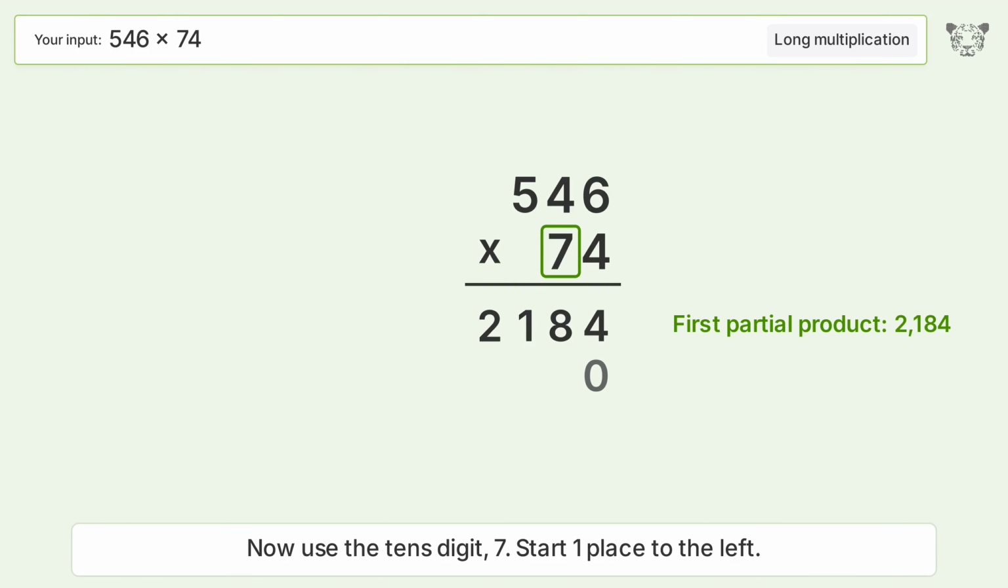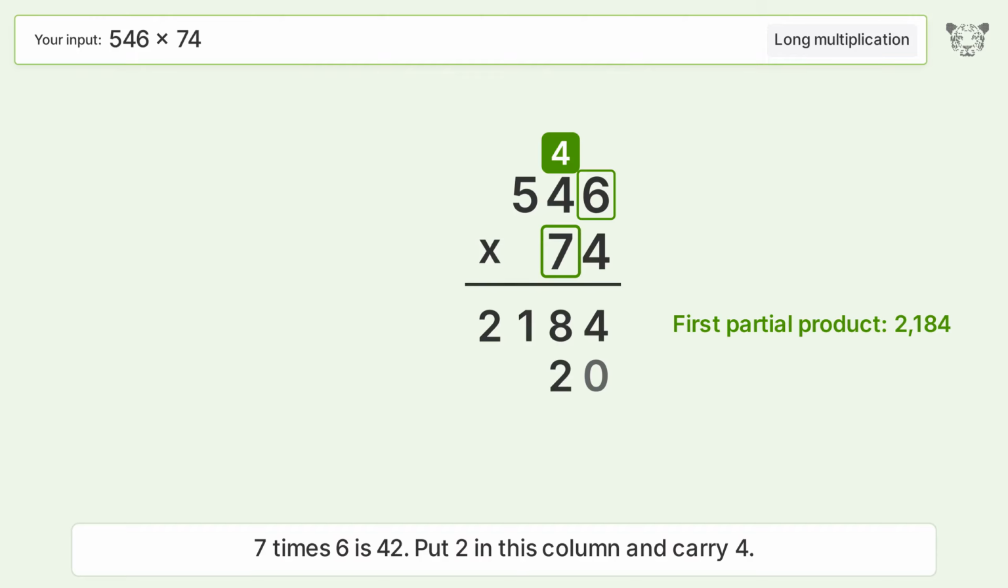Now use the tens digit, 7. Start one place to the left. 7 times 6 is 42. Put 2 in this column and carry 4.